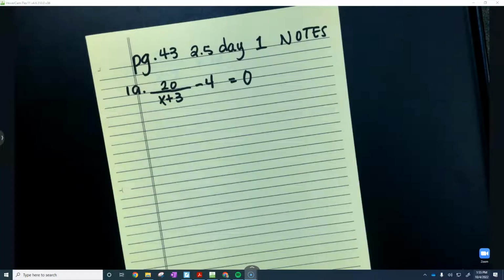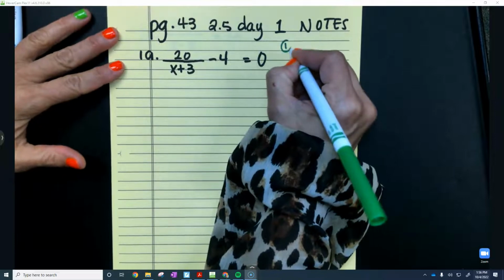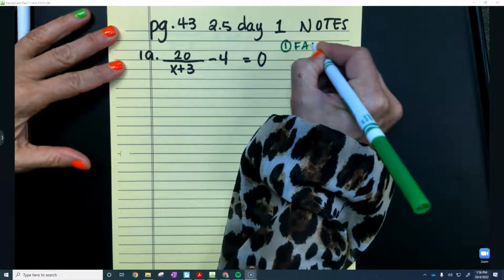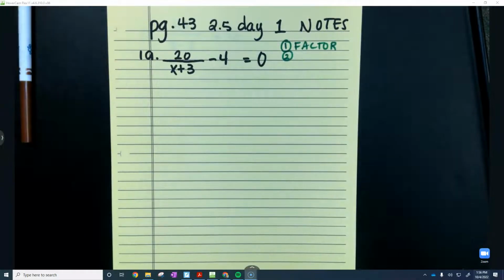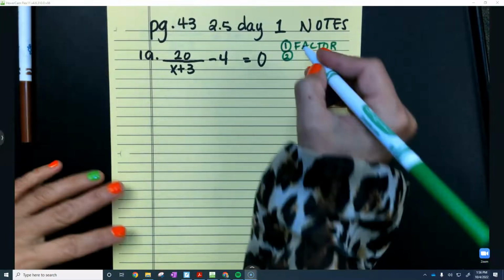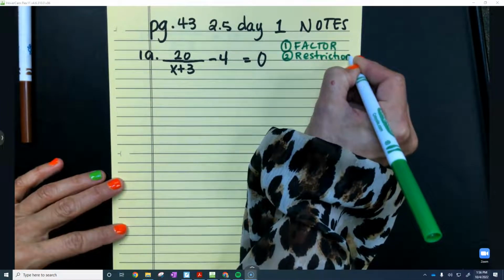It's not like solving polynomials. What we are going to do is the steps right here. The first step is to always factor. The next step, since you're dealing with fractions, remember you might have restrictions. What would make it 0 in the denominator?